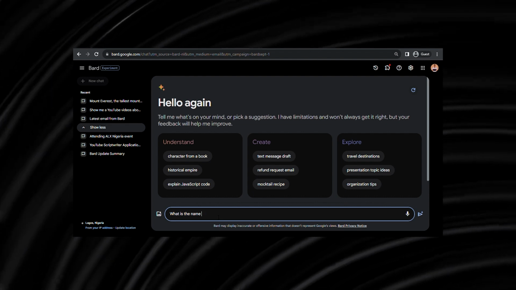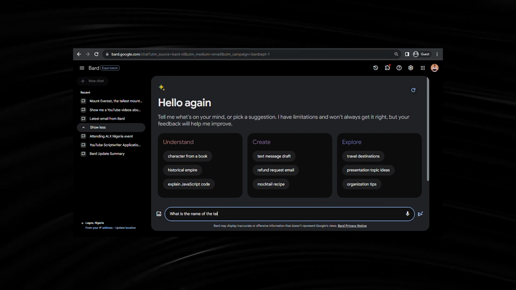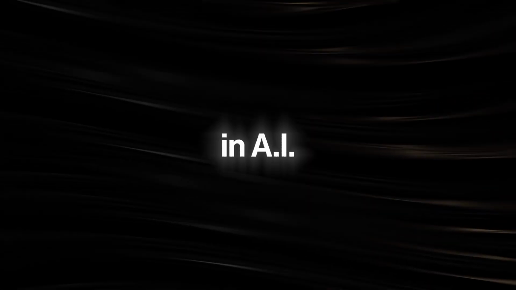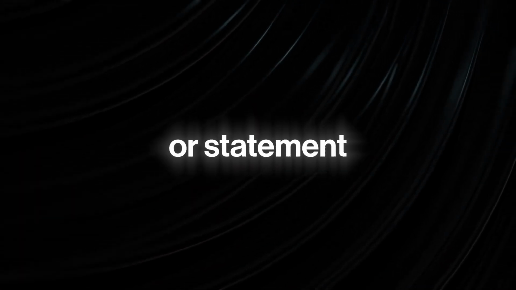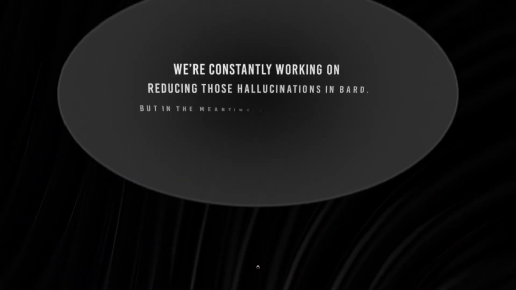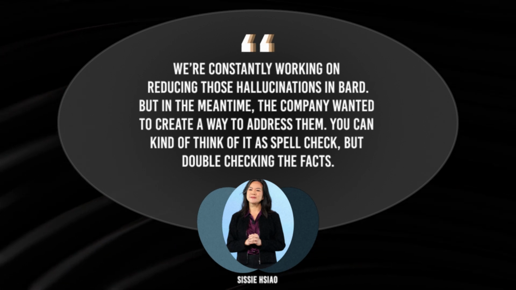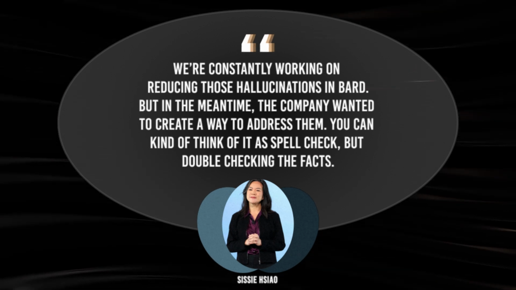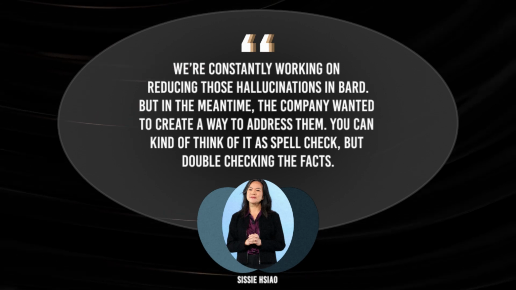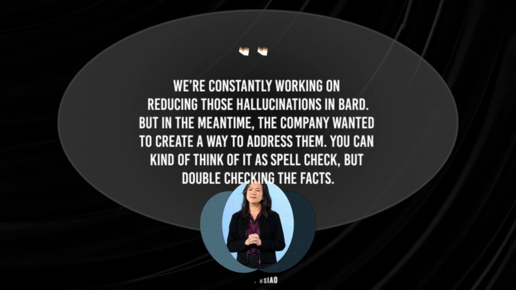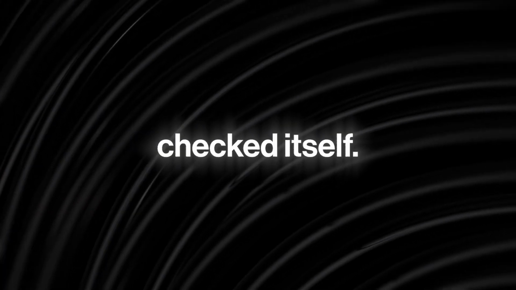Google says this feature was introduced to fix the issue of hallucinations. Basically, hallucination in AI is when a chatbot or tool confidently presents an answer or statement that is not based on fact to the user. "We're constantly working on reducing those hallucinations in BARD," the general manager for Google Assistant, Sissy Xiao, said, "but in the meantime, the company wanted to create a way to address them. You can think of it as a spell check, but double checking the facts." So, if BARD returns an answer you're not sure about, you can simply ask it to fact check itself.